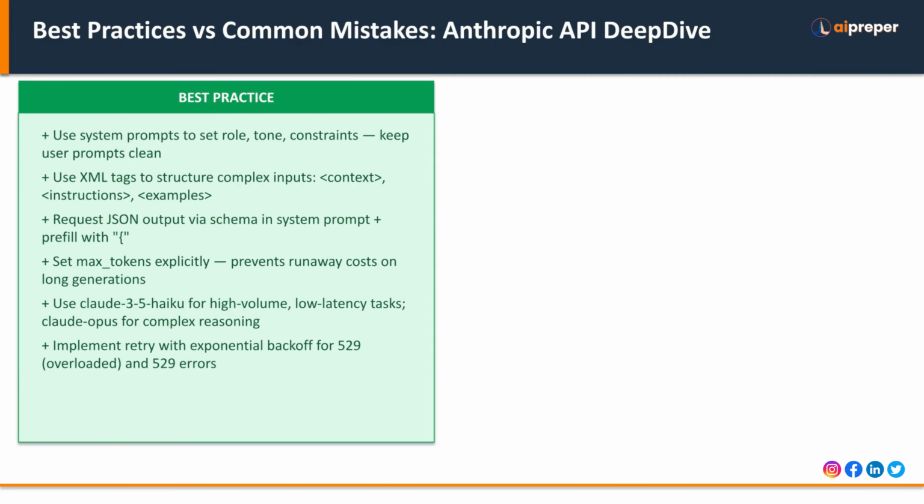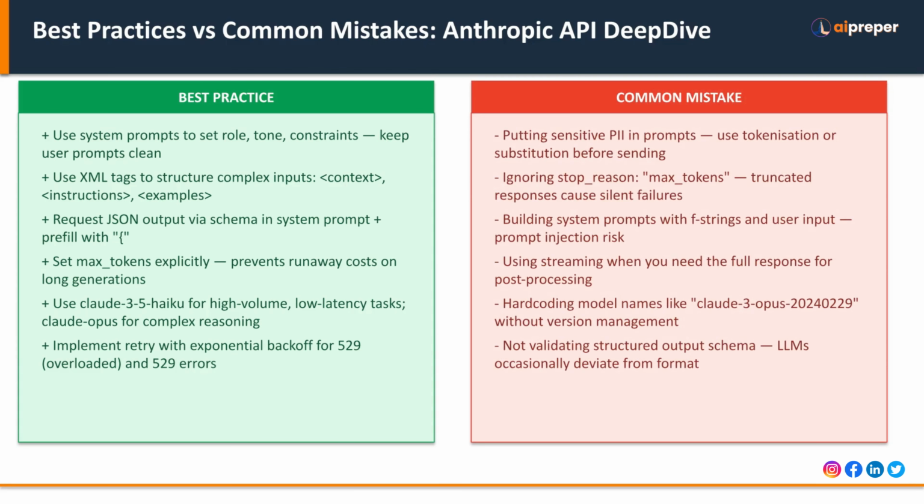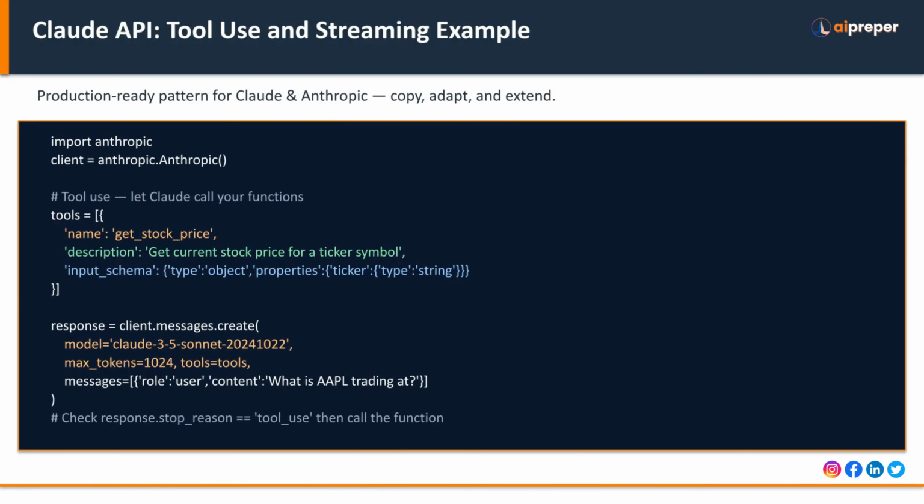Follow best practices like using system prompts and XML tags for structure. Avoid common mistakes, such as hard-coding models or ignoring max_token stop reasons. Always validate structured output. This code example demonstrates a production-ready pattern combining tool use and the Messages API.